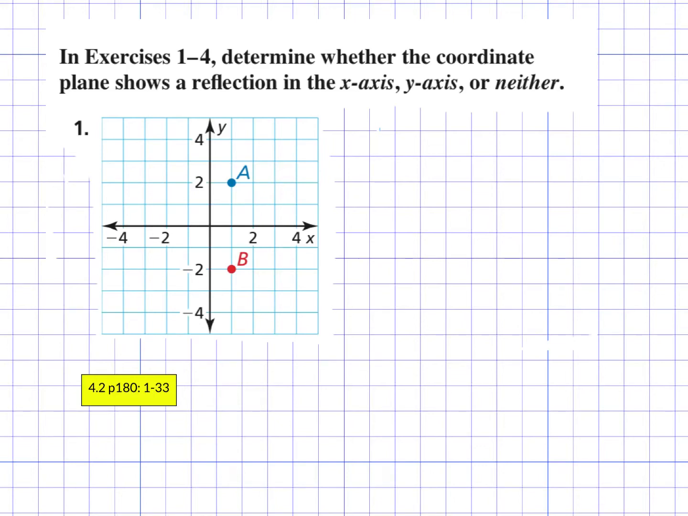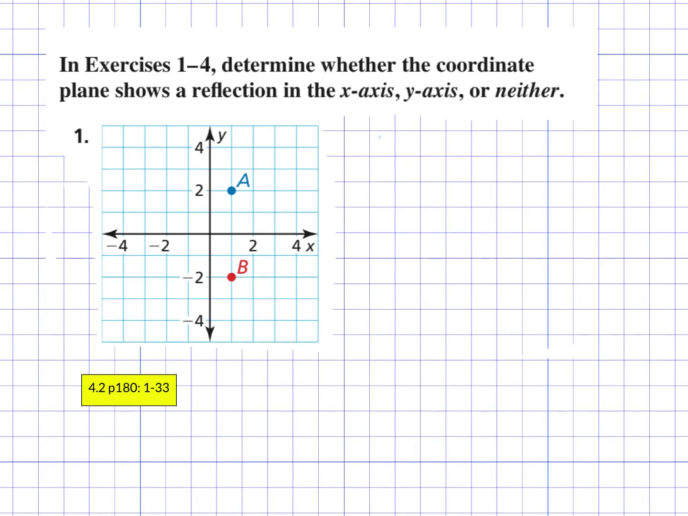Okay, welcome to 4.2. Determine whether the coordinate plane shows a reflection in the x-axis, y-axis, or neither. So, A to B. We're going from A to B. So we count 1, 2 to the x-axis and 1, 2 to the other side. So this is a reflection over the x-axis. The same amount of distance from one side to the other.